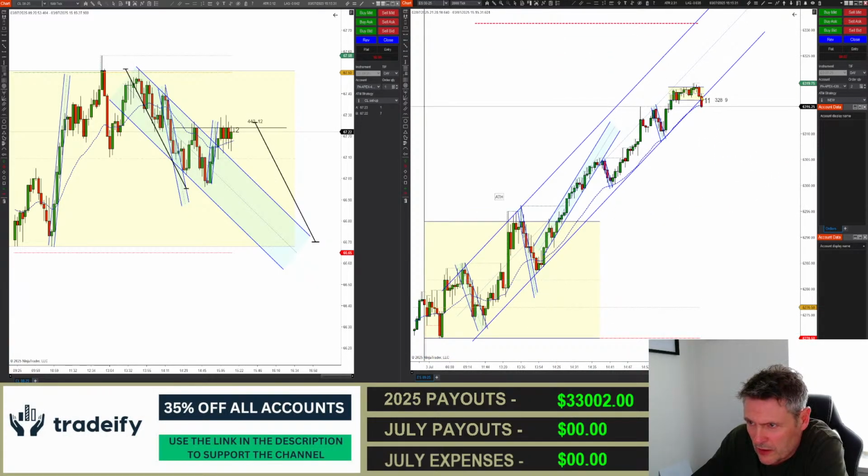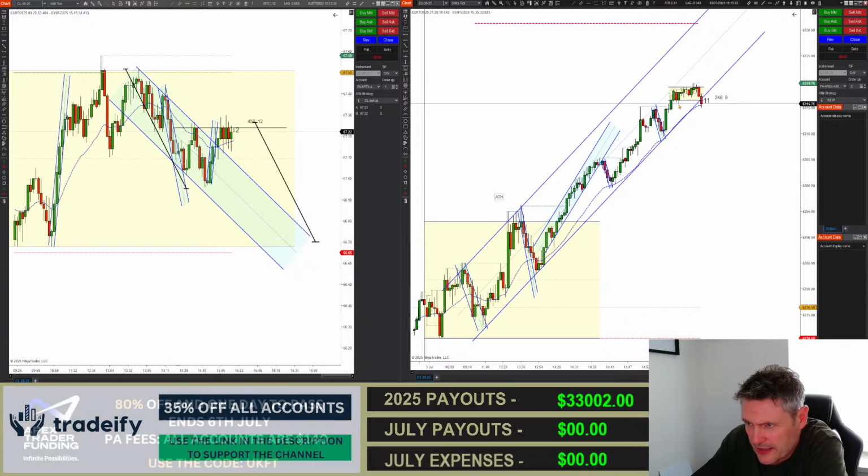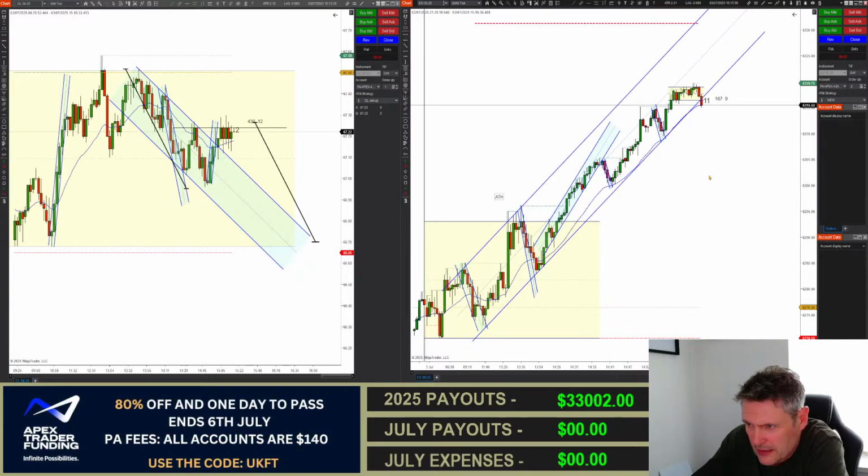Okay, so what looks like a break of that channel, cleared out any possible liquidity there. See what happens here.